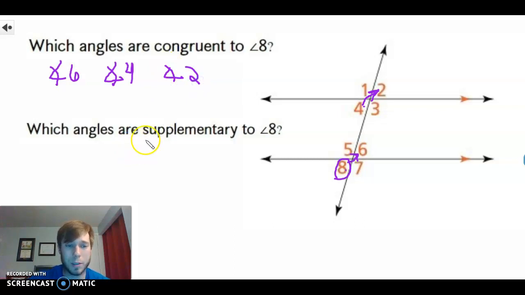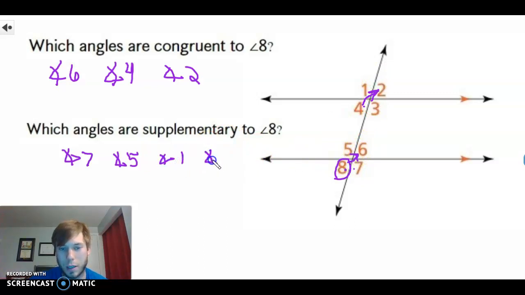What about supplementary? Well, there's a lot of supplementary angles here. First is angle 7. It's going to be supplementary. Angle 5, also supplementary. Well, if these are supplementary to them, their corresponding angles are also going to be supplementary. So that would make angle 1 supplementary and angle 3 also supplementary to angle 8.